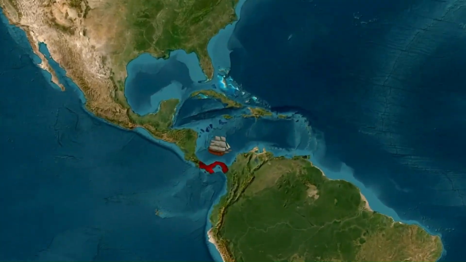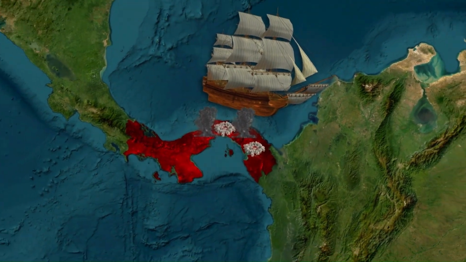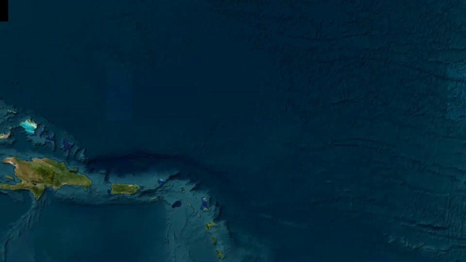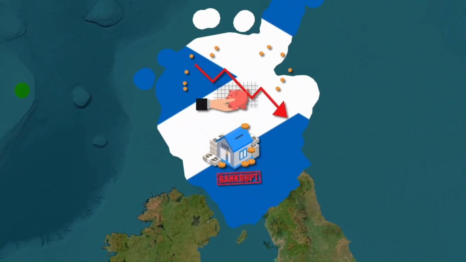It was a disaster. Disease, Spanish attacks, and poor planning doomed the colony. Within 2 years, it collapsed, and with it, nearly a fifth of Scotland's national wealth vanished. Many Scottish nobles were left bankrupt and furious.